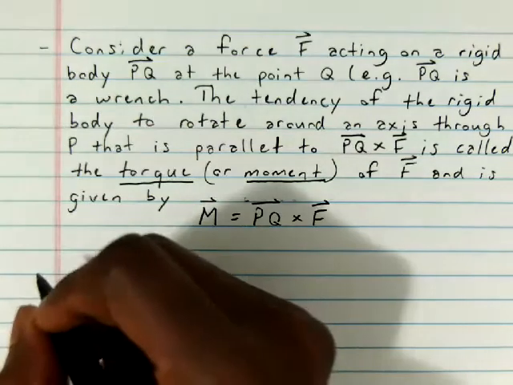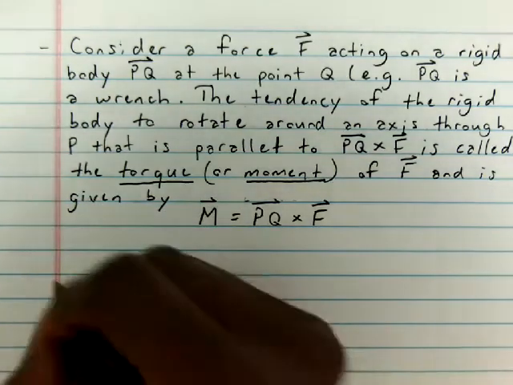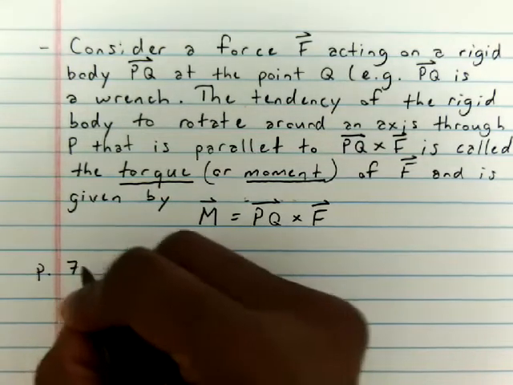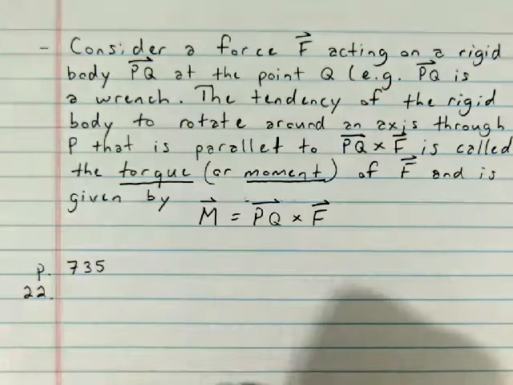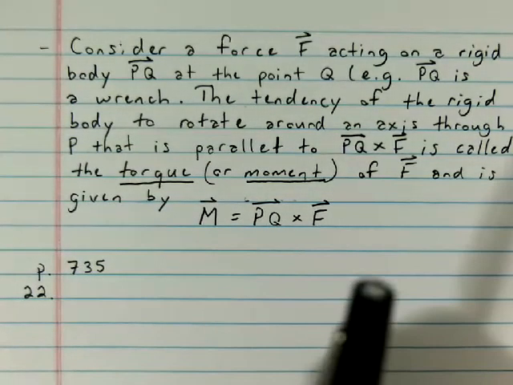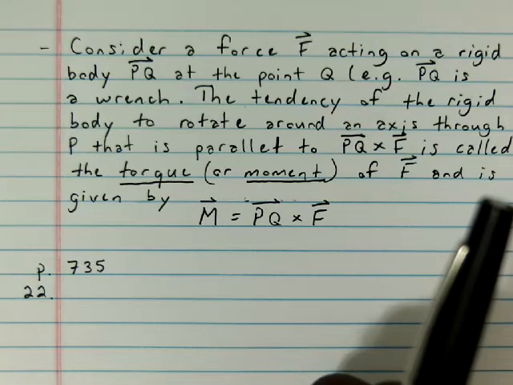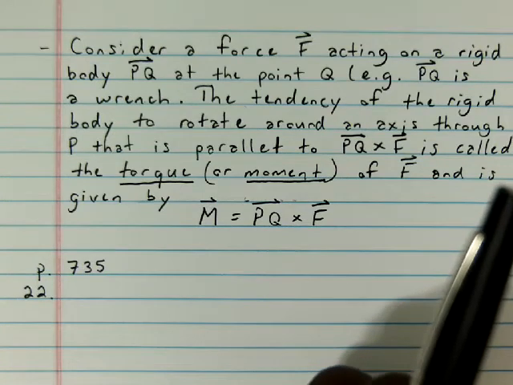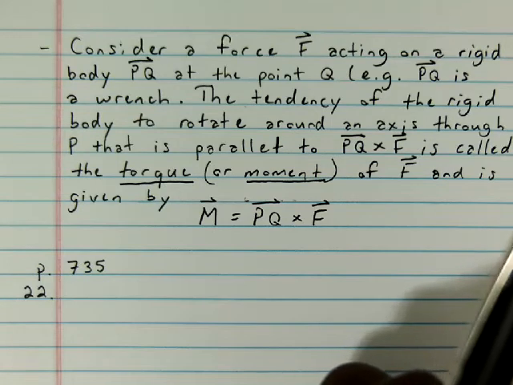All right, so we'll look at a torque example. On page 735, we'll look at number 22. It says, a 5-pound fish hangs from a fishing line on a 4-foot fishing pole, held at an angle of pi/4 with respect to the horizontal. Find the moment M due to the weight of the fish about the handle end of the pole.